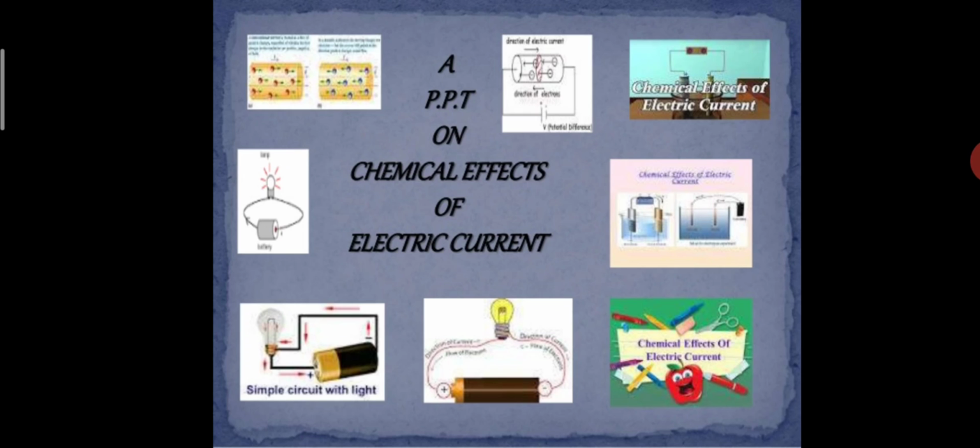Today, we are going to start chapter number 15 of class 8, that is chemical effects of electric current. Students, you all know about that. What is electric current? The movement of electrons constitutes an electric current. So, what is electric current? The movement of electrons. Okay.